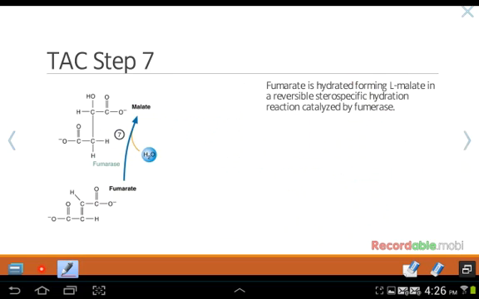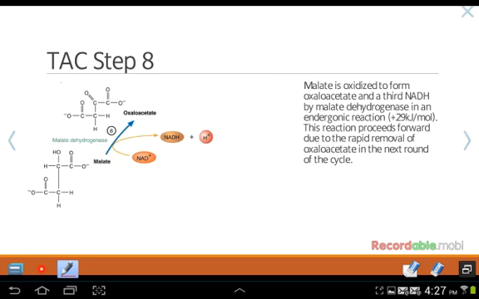Okay, in our next step, fumarate is hydrated, forming L-malate in a reversible stereospecific hydration reaction that is catalyzed by the enzyme fumarase. In step 8, our final step, malate is oxidized to form oxaloacetate. So now we're back at the top of our citric acid cycle, producing our third molecule of NADH. This is catalyzed by malate dehydrogenase. And it is a very endergonic reaction, so it's plus 29 kilojoules per mole.